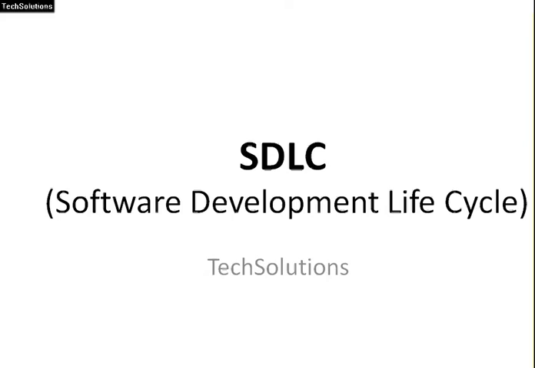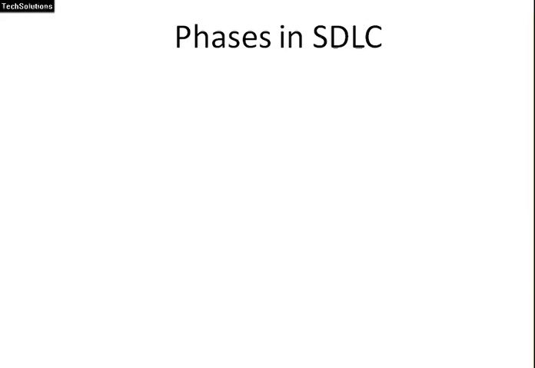Hello everyone, in this video we will understand the process by which software is conceptualized, developed and maintained. This process is known as Software Development Lifecycle or SDLC. There are 7 key points to understand in the software development lifecycle, which are called phases.